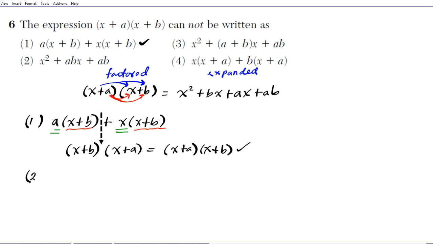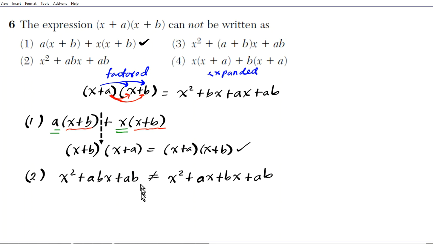But if you take a look at expression 2, we have x squared plus abx plus ab. Guess what? This is not equal to the original expression, because when we compare this to the expanded form, we have x squared plus, let's switch these around, ax plus bx, we know addition commutes, plus ab. Okay, ax plus bx is not equal to abx. This is false, so the answer to problem 6 is option 2, because it's not equal to this given expression here.